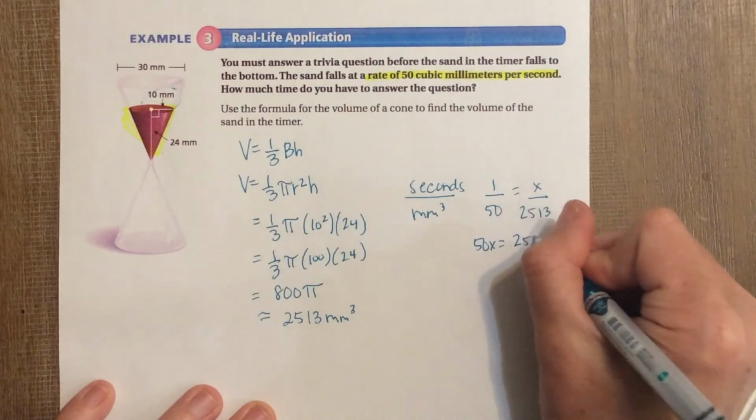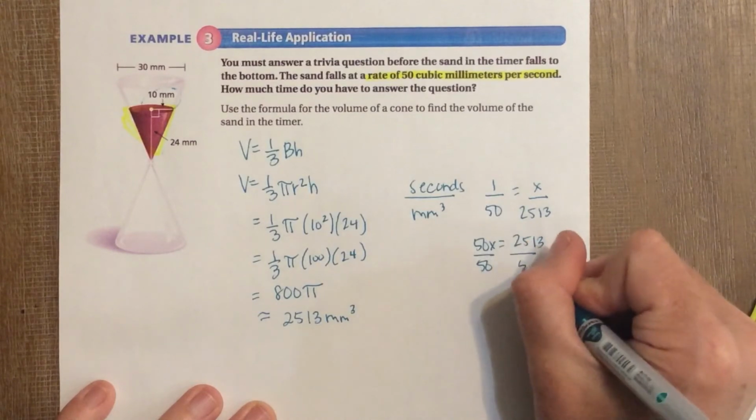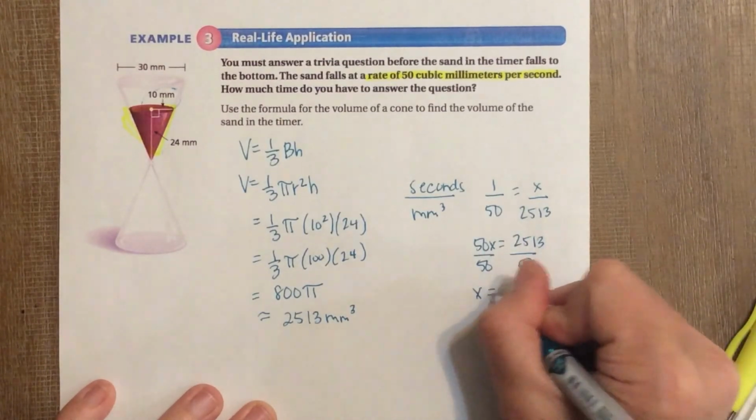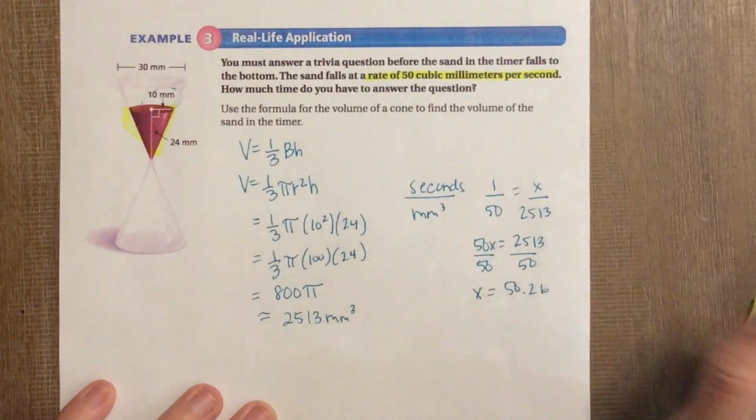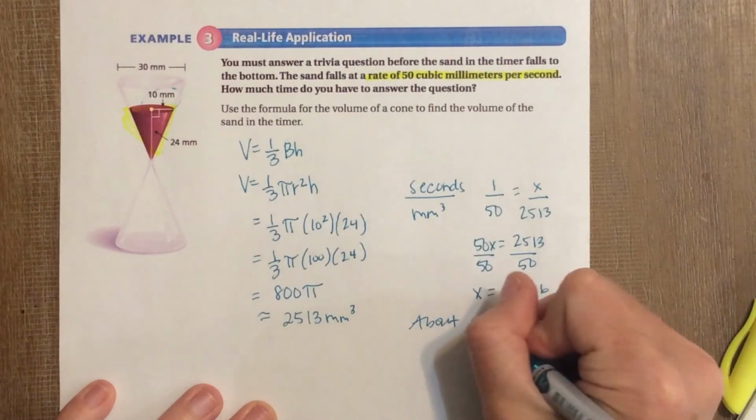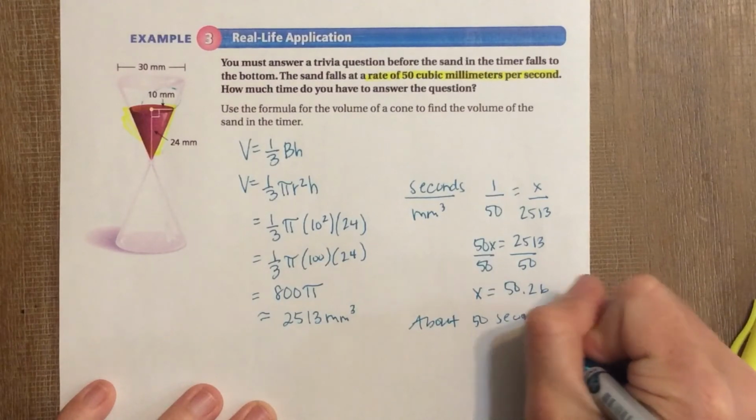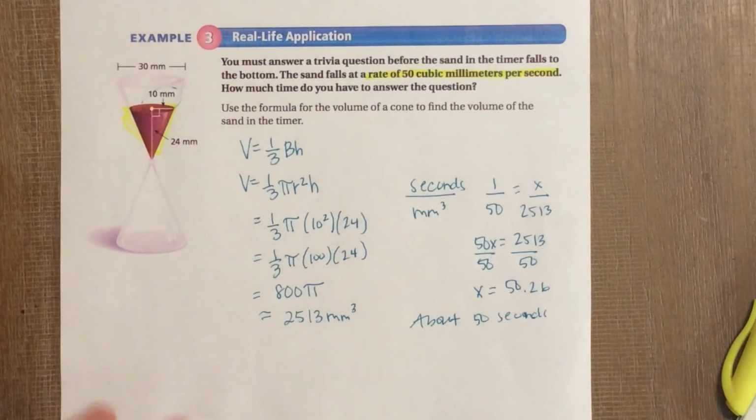Solve your proportion. 50x is equal to 2,513. Divide both sides by 50. x is equal to 50.26. So you can say it's about 50 seconds that you have left to answer the question. So again, it's very similar to what you've been working on. Use the pi button. That's the expectation when you get to 8th grade, and this is 8th grade content. Same formula as your pyramids, but you are now working with cones. Hope that helps.